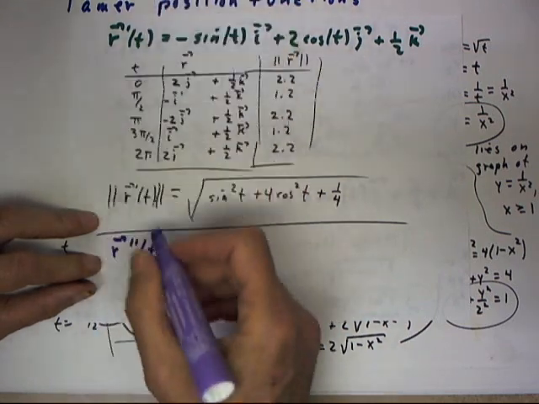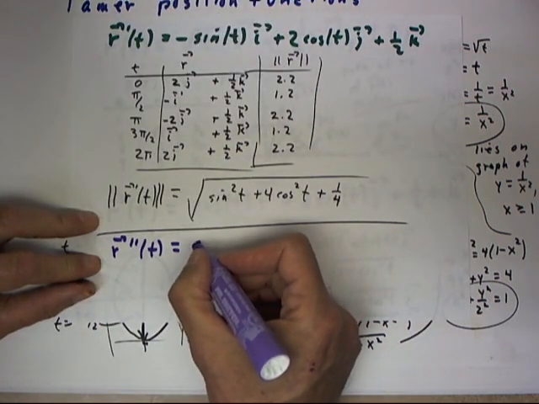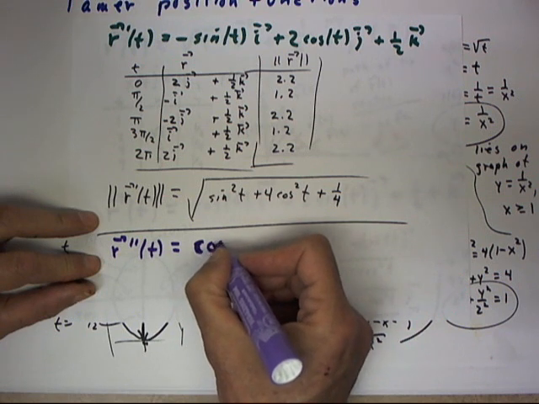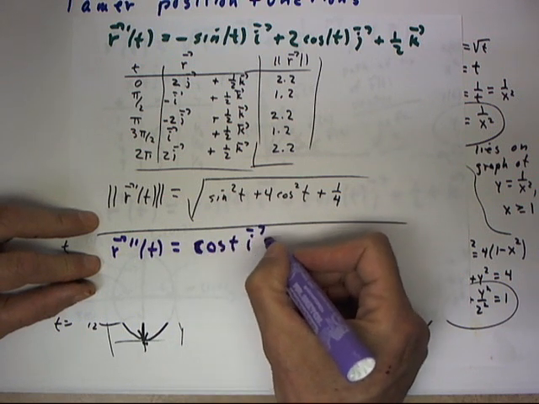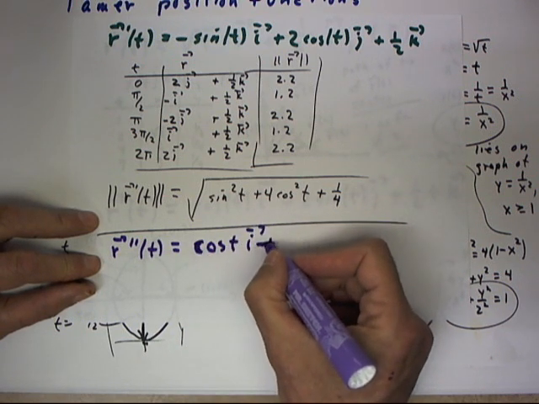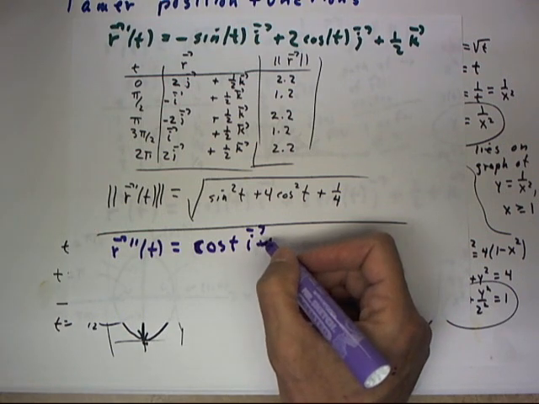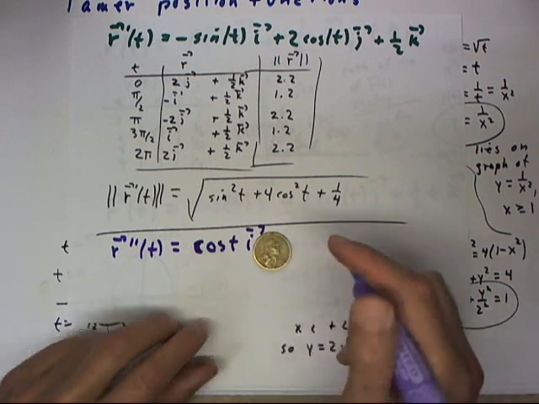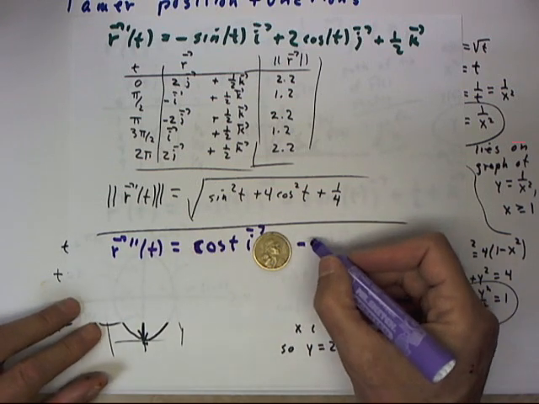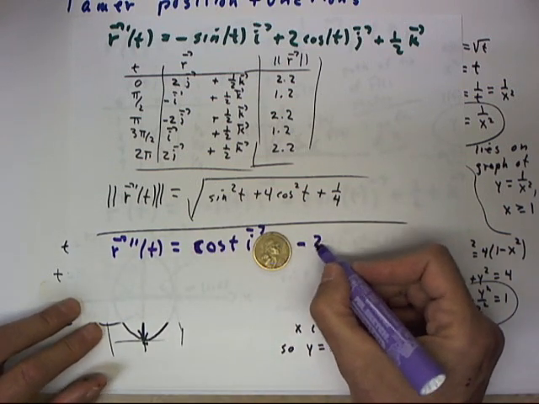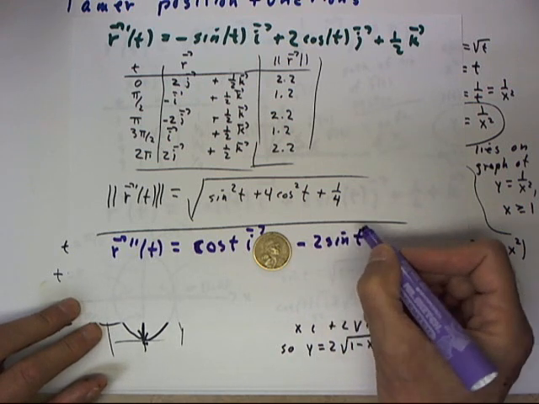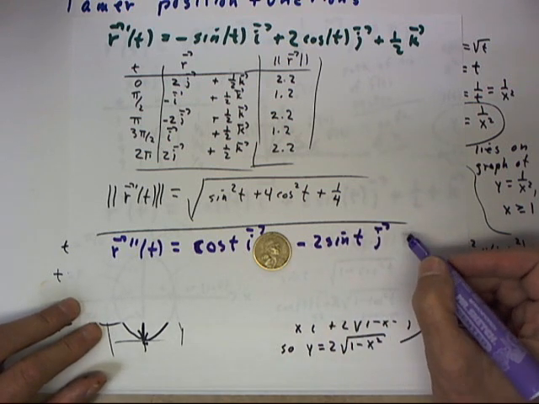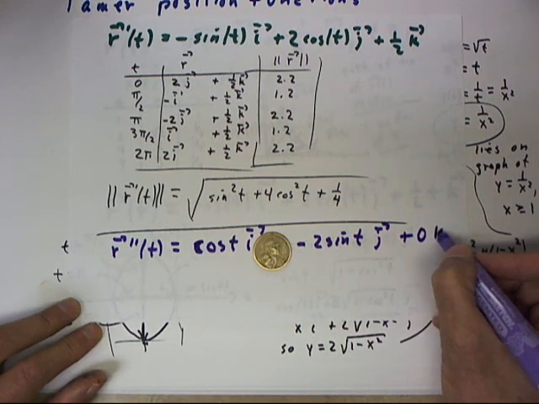It's very easy to calculate the derivative. We get... I start out wrong here. Cosine t i minus... good heavens, making terrible mistakes already. Charge myself $1 and go on. Okay, that will be minus 2 sine t j and plus 0k.